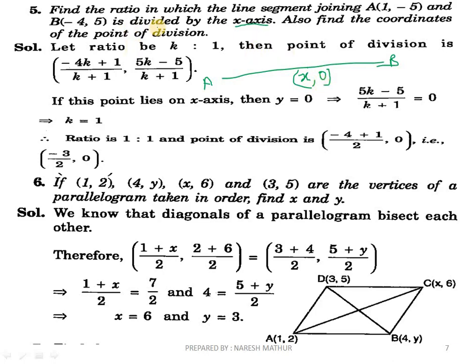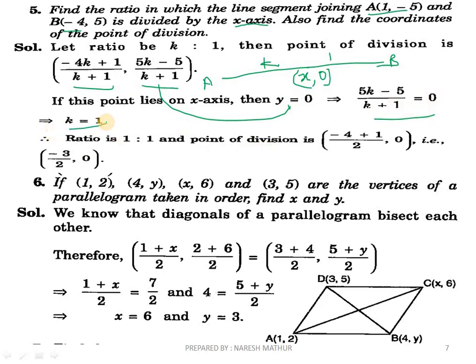Now we don't have the ratio either, so we consider the ratio as k:1. Now let the ratio be k is to 1, and the point of division is what? (minus 4k plus 1) upon k plus 1 and (5k minus 5) upon k plus 1. How are we saying this? By the simple section formula. We have the coordinates of A and B as well, and we know that the value of y on the x-axis becomes 0, so we'll equate this value with 0. So just apply it and get the value of k.